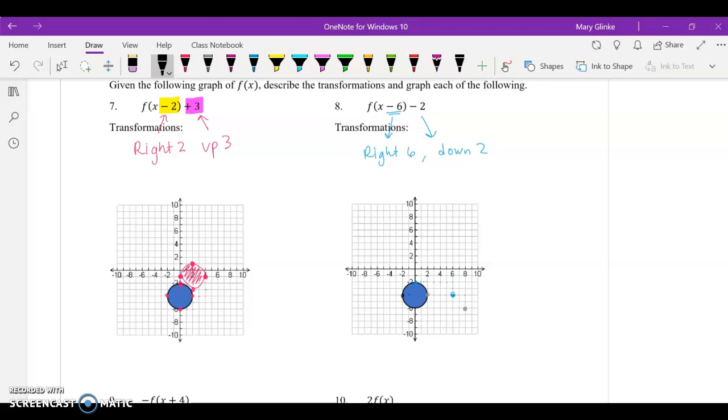This one here, 1, 2, 3, 4, 5, 6, down 2. And then our last one, 1, 2, 3, 4, 5, 6, down 2. So my new shape would be right here. Same shape, just moved right 6, down 2.